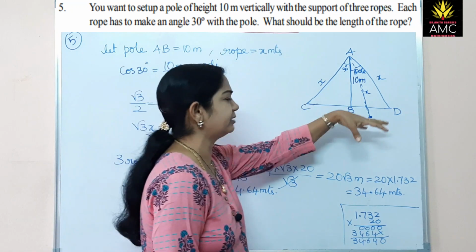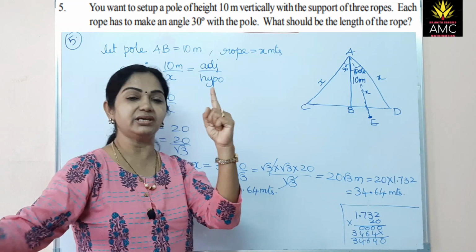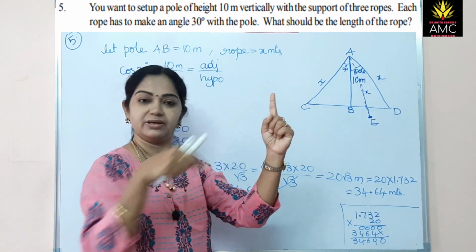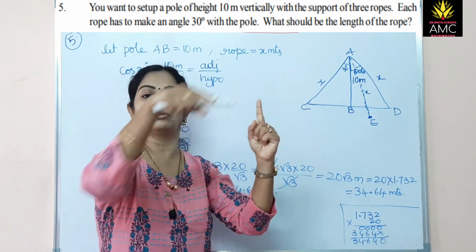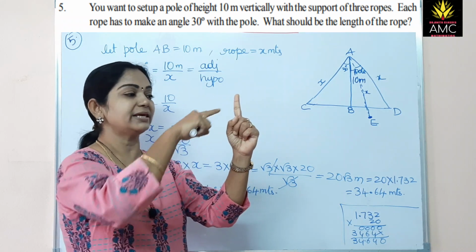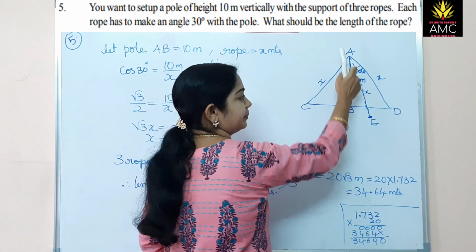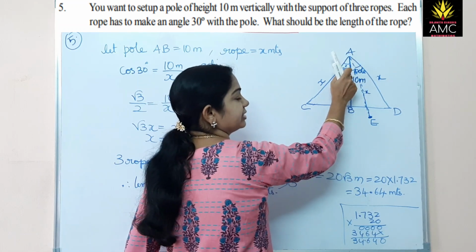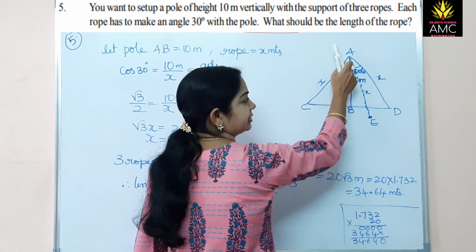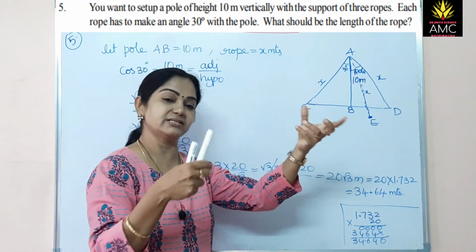Right, I'll repeat this because there is more visualization in the diagram. The diagram I've drawn is not the actual one. To make a pole erect, there are 3 ropes tied in 3 directions. Now we need to find the length of the 3 ropes. We'll find the length of one rope, and this rope makes an angle of 30 degrees with the pole, not with the ground. So here 30, here 30, here 30, towards 3 sides.